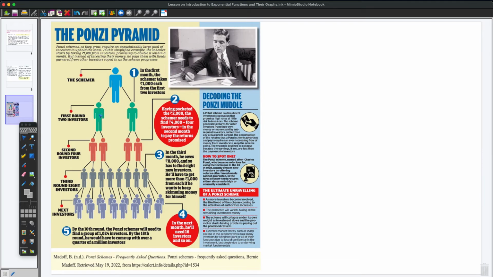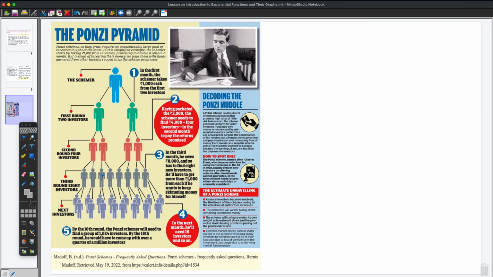So in order to do that, they need to recruit four new people. So the top person sends the green people out to each recruit two people. And then what you see is this repeated pattern: in order to pay the initial investors and subsequent investors, you keep needing more and more and more people to invest the $1,000.